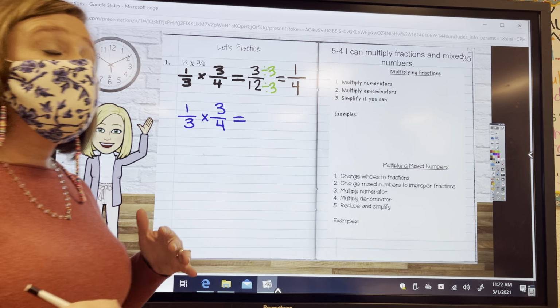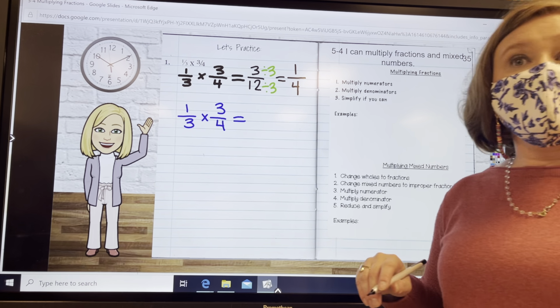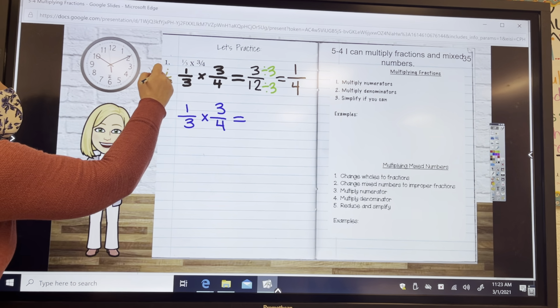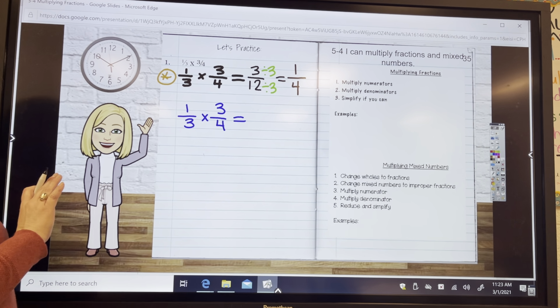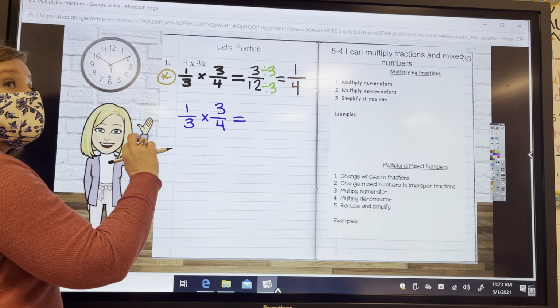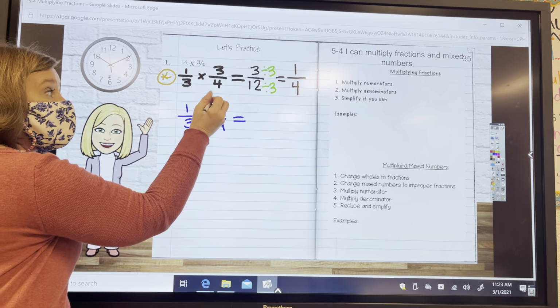Now, I told you that some of you may simplify before you multiply. How many people have done that before? Some of y'all have. Your hands are going up. Some of you haven't. If you have not, and you don't want to do it this way, don't, okay? This way right here is perfectly fine, okay?